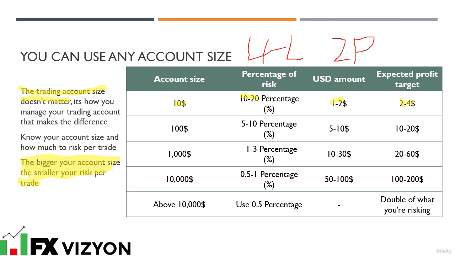Because every time you risk one, you are risking one to make 2. So you risk 1 to make 2. You had 4 losses. First trade was a loss, second trade was a loss, third trade was a win, fourth trade was a loss, fifth trade was a loss, but the last trade was a win. So you end up breaking even. Not losing any dollar amount and not winning any dollar amount.